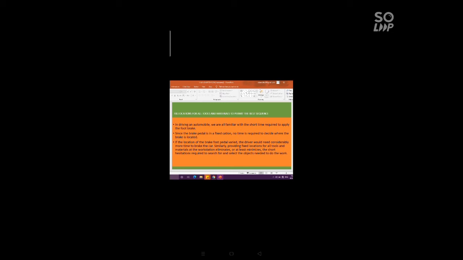In driving an automobile, we are all familiar with the short time required to apply the foot brake. The reason is very obvious: since the brake pedal is fixed, no time is required to decide where the brake is located. So the body responds automatically and applies pressure to the area where every driver knows the foot pedal is located. If the location of the brake pedal varied, the driver would need considerably more time to brake the car. Similarly, providing a fixed location for all tools and materials at the workstation eliminates, or at least minimizes, the short hesitations required to search for the objects needed to do the work.